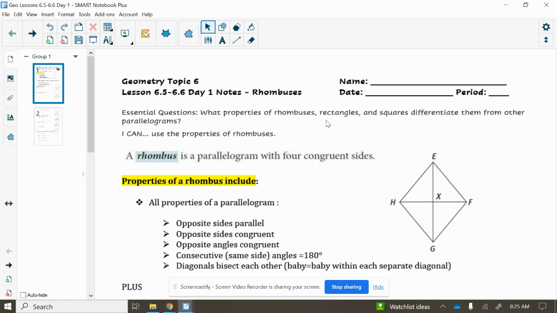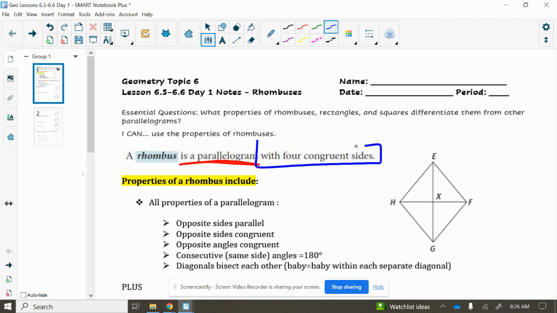Today we are going to focus on rhombuses. So what makes a rhombus special? Well, a rhombus is a member of the parallelogram family. It is a parallelogram, but what makes it so special is it is a parallelogram with 4 congruent sides.